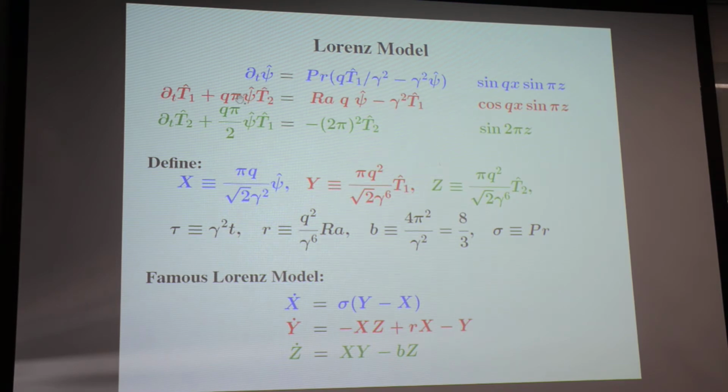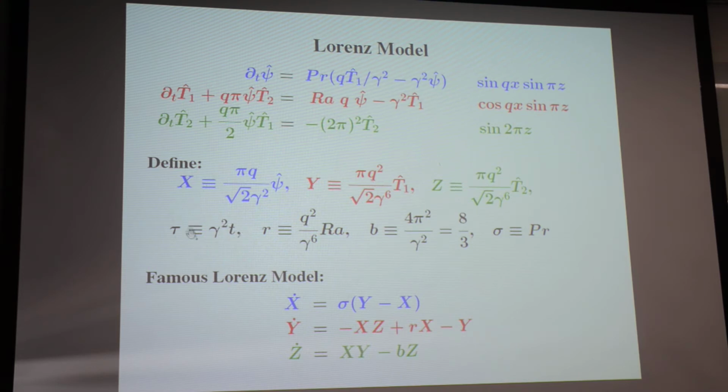I think you know the meaning of all these terms. This PR is the Prandtl number, this RA is the Rayleigh number, you remember them from before, the Q is the wave number in the horizontal direction, the K is taken to be 1 because we know that's the one that becomes unstable. So you just get rid of some of these constants by redefining terms, you call the new guys x, y, and z. X is basically the psi, y is basically the T1, and z is the new guy, the T2.